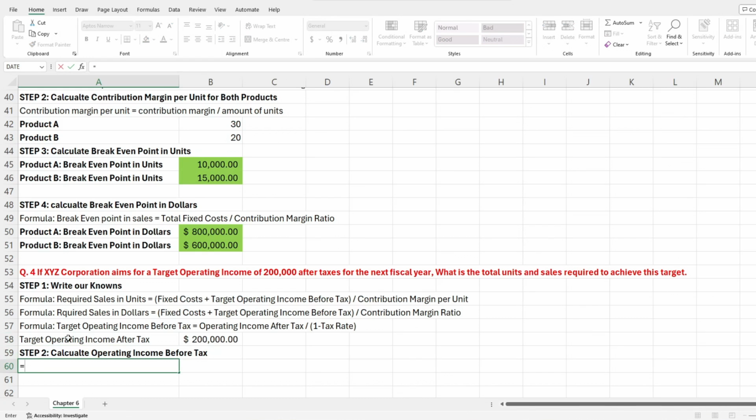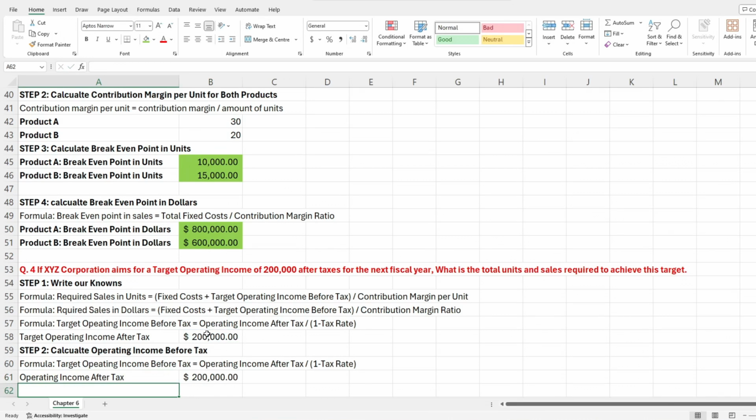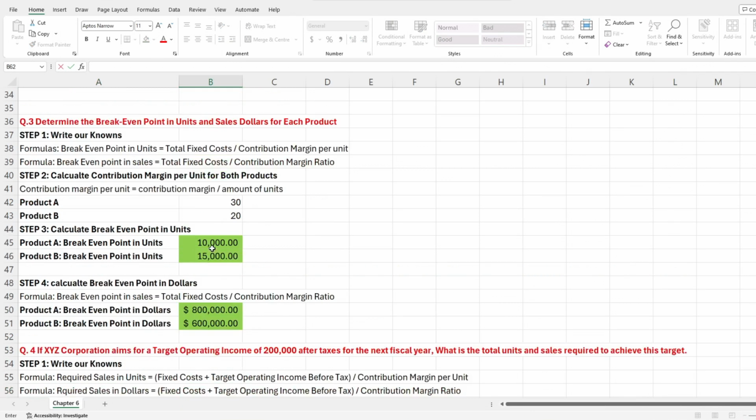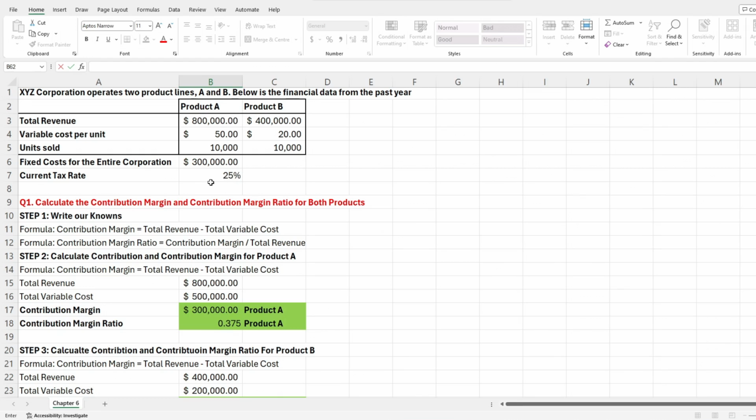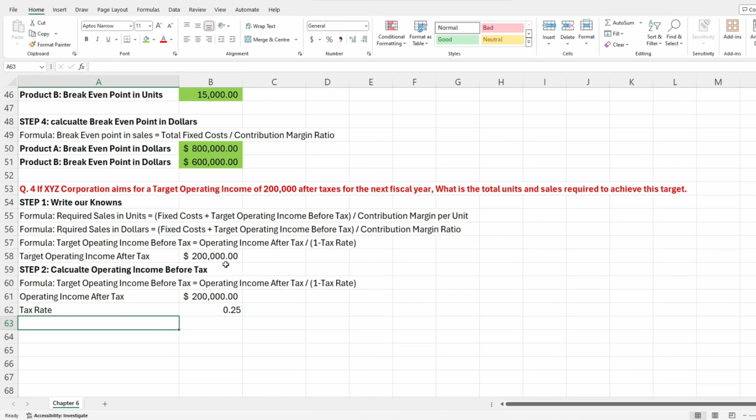You do equal sign and then select the formula. So operating income after tax. You already wrote that down, so 200,000. And then the tax rate. If you guys look at the top of our question, it says 25%. So I'll write 0.25, sorry. Doesn't really matter if you put percentage or in decimals, it won't change the answer.